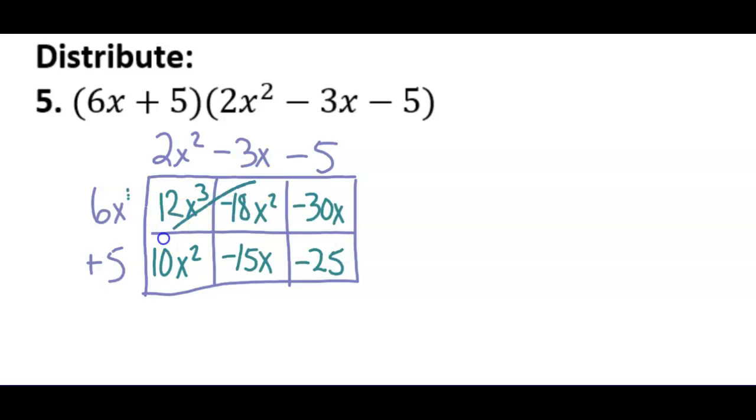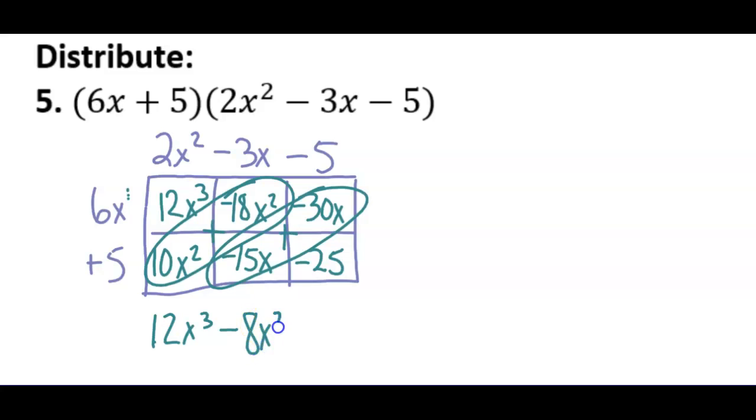Now again, these are on the diagonal, and those are the same sign, and these are the same sign. So we need to add those together. They both have a plus sign in them. So I'm going to bring down my 12x cubed. 10x squared plus negative 18x squared is negative 8x squared. Negative 15x plus negative 30x is negative 45x. And then nothing to add my negative 25 to, so that comes out.